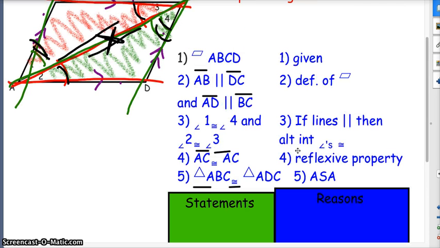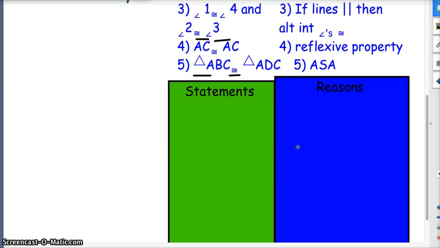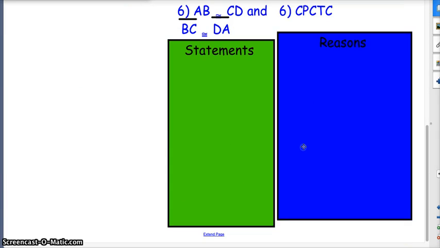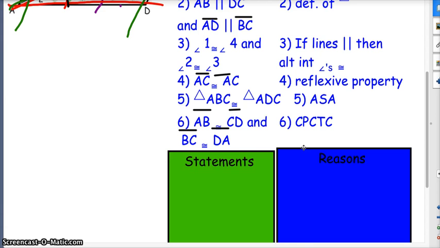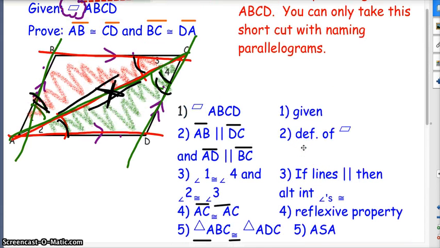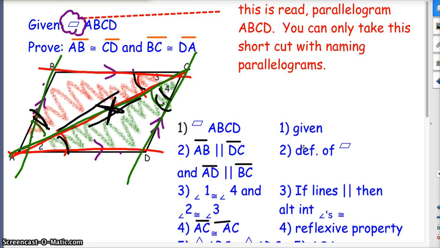And then if you remember CPCTC, that says corresponding parts of congruent triangles are congruent. It simply means that because the 2 triangles are congruent, all other pieces and parts must also be congruent. So if you think about some of the things you know about parallelograms, those opposite sides are congruent. You know that to be true, that because you have a parallelogram, this side is congruent to this side and this side is congruent to that side. Yes, that's true in a parallelogram, but it's true because of alternate interior angles, the reflexive property, congruent triangles, and CPCTC.